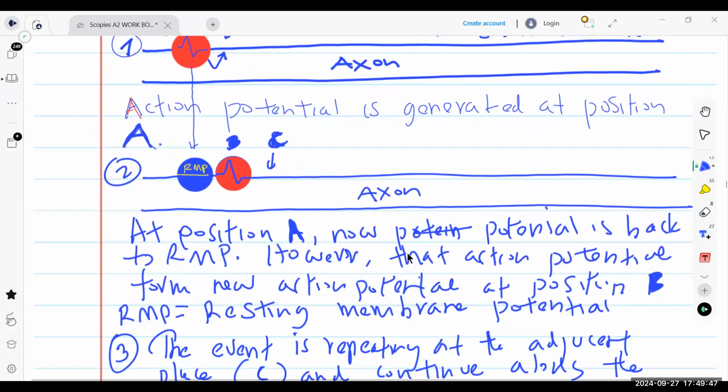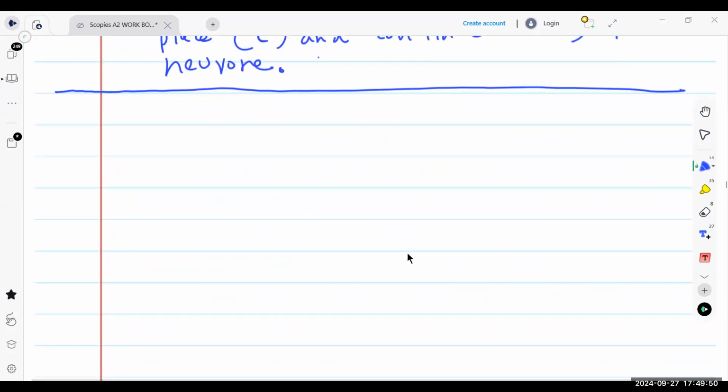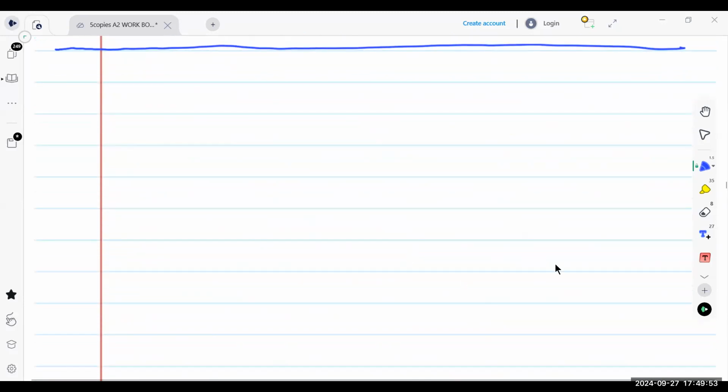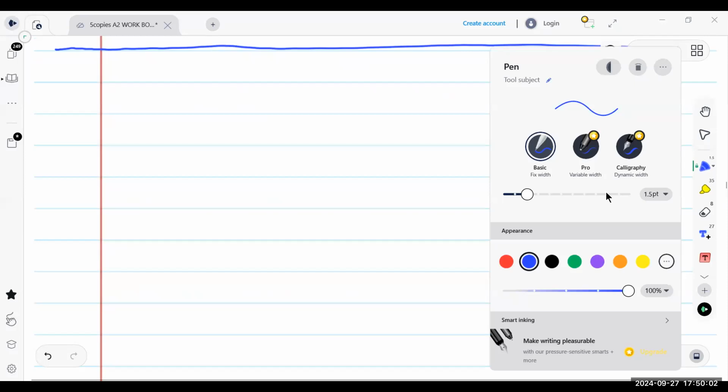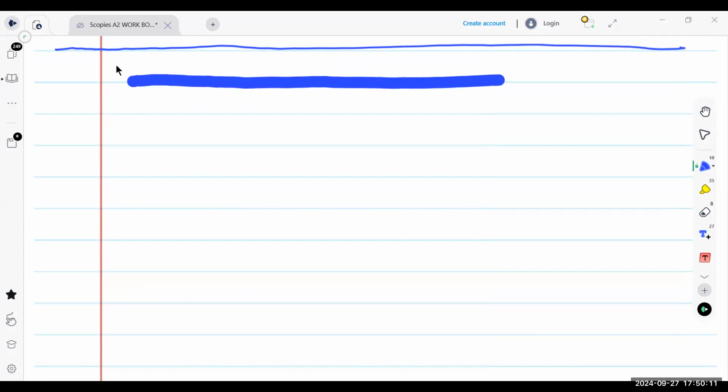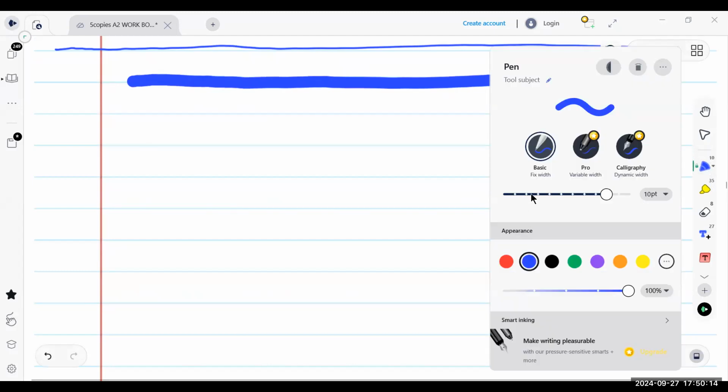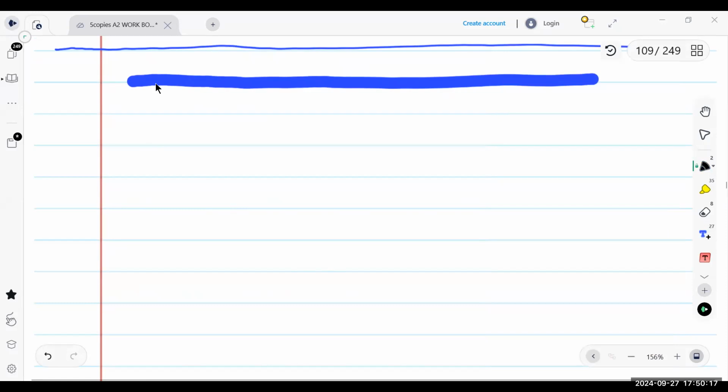Now, what is the function of Schwann cell? Before that, I'm going to draw the axon again. This is the axon, and this axon is wrapped with another cell like this. This is a Schwann cell. The Schwann cell is wrapped around the axon.